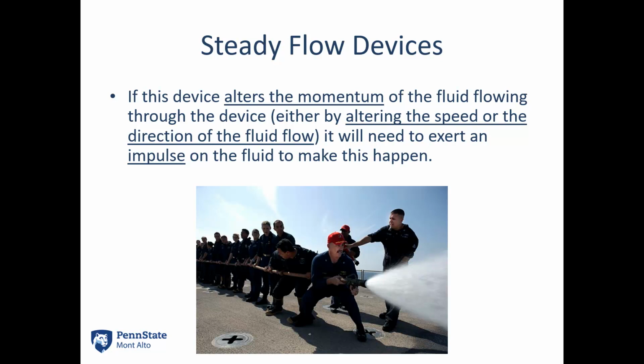A clear example of this in action is a fire hose. The nozzle on the end of the fire hose is going to work to increase the speed of the fluid. It's going to change the momentum of the fluid. Because of that, we need a fairly significant amount of force to hold that fire hose in place. If we don't have that force, the nozzle is going to be pushed backwards because of the fluid flow.